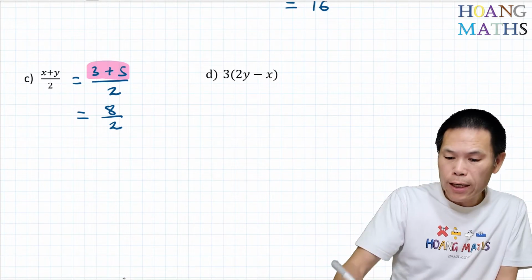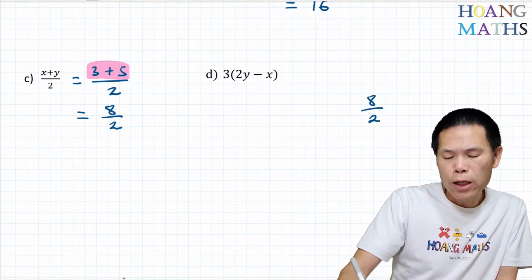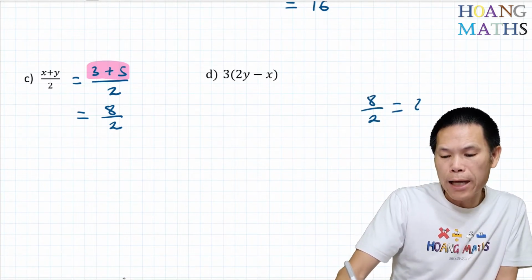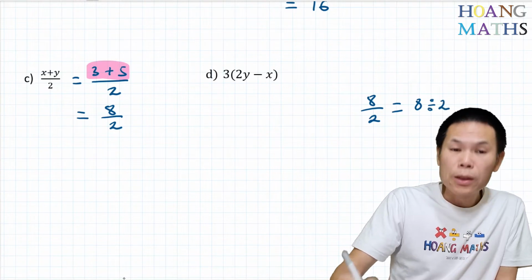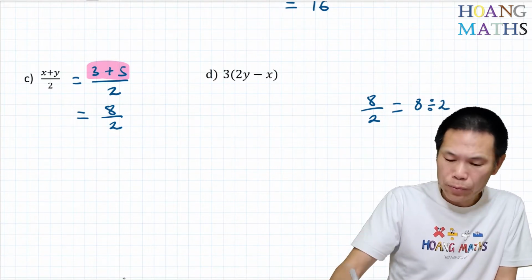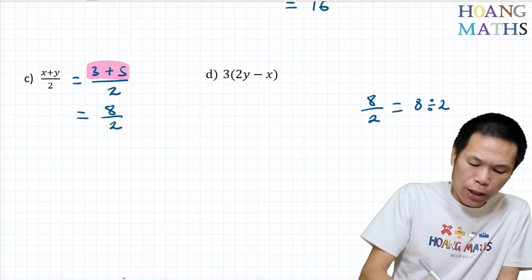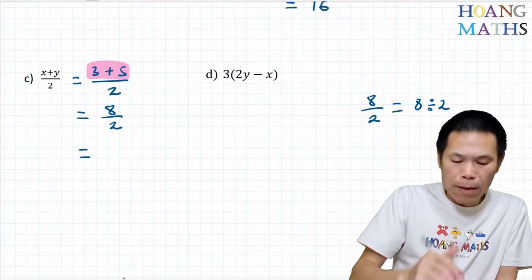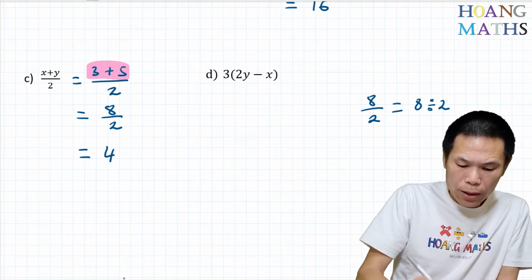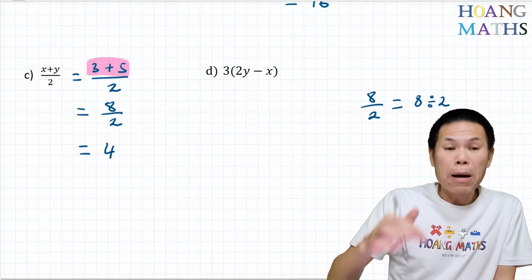Now don't forget, 8 over 2 is exactly the same as 8 divided by 2. That's what that means. So over means divided by. That will give me 8 divided by 2 is 4. So there you go.